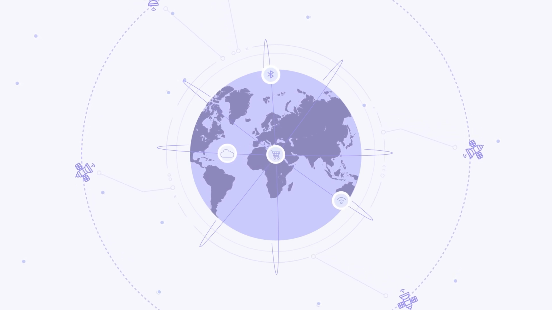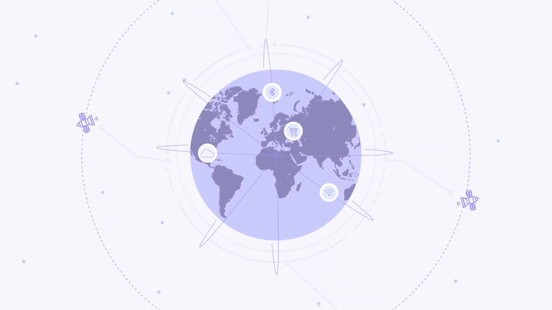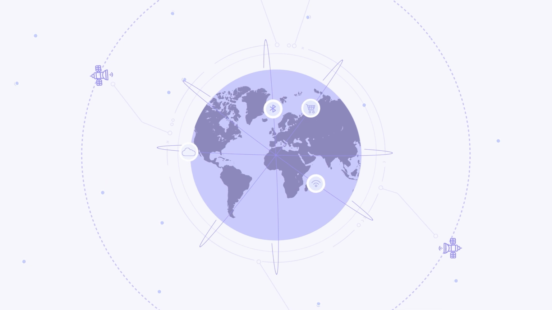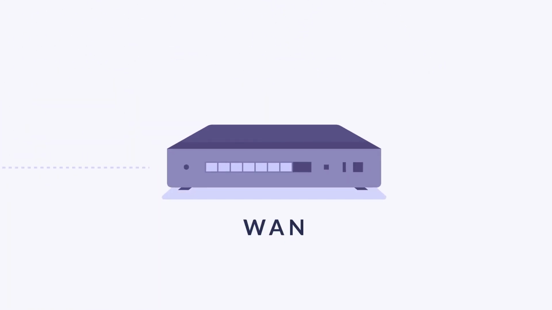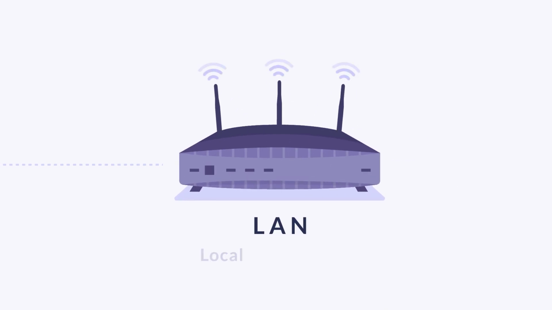Our internet provider is responsible for giving us access to it. But for that, we need a device that allows us to receive and send this information, the WAN router. The WAN router is linked to another local area device that manages our hotel's internal networks, the LAN router.